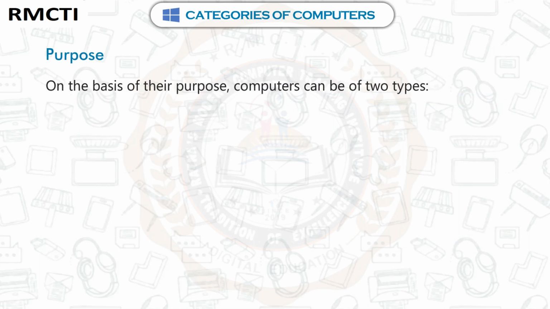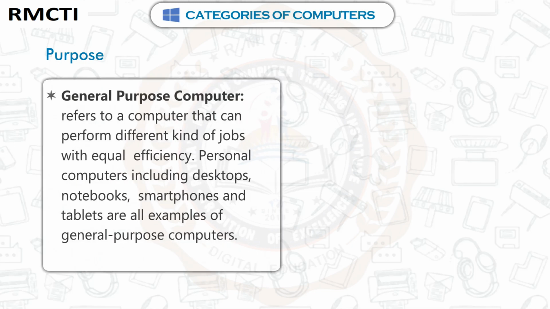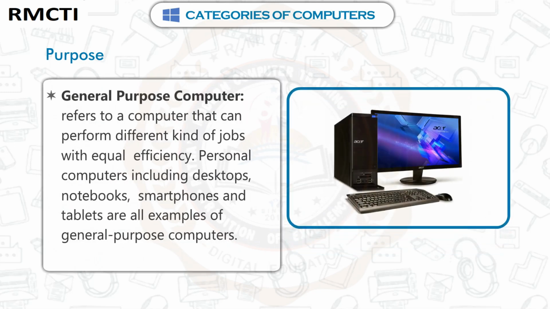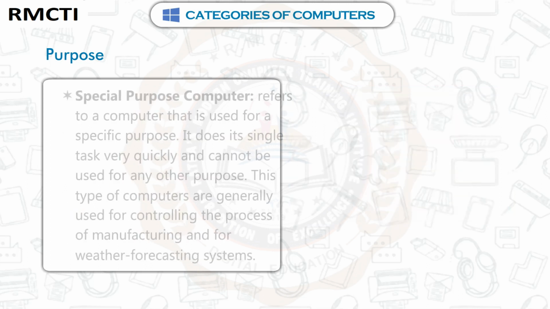Purpose. On the basis of their purpose, computers can be of two types. General purpose computer refers to a computer that can perform different kinds of jobs with equal efficiency. Personal computers, including desktops, notebooks, smartphones and tablets, are all examples of general purpose computers.